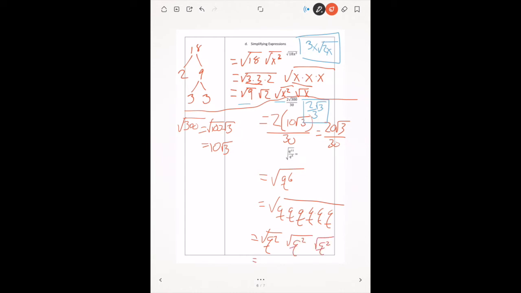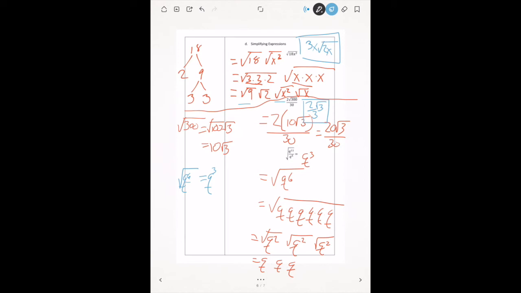So we end up with q times q times q, which is just q to the 3rd power, or q cubed. Now, there's something to keep in mind here, and I'm going to tell you a little shortcut. If I were to take the square root of q to the 6th, you can automatically say your answer is going to be q to the 3rd. All you need to do is divide the exponent by 2.